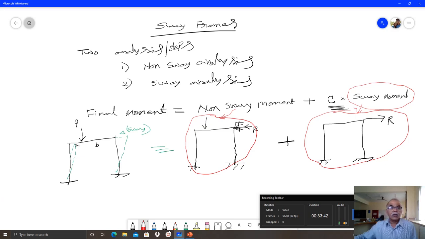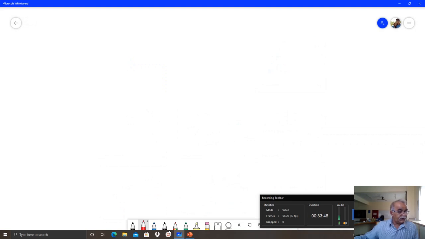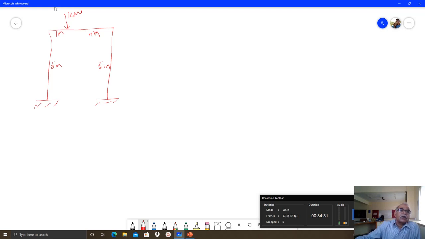We'll see one problem on this. Analyze the frame shown here. If it is loaded with unsymmetrical loading, that is 1 meter, 4 meter, this is say 5 meter. Now here geometry, it is symmetrical. Cross section is symmetrical, I is same. No settlement, uneven settlement, but only this eccentric loading is causing the frame to sway.